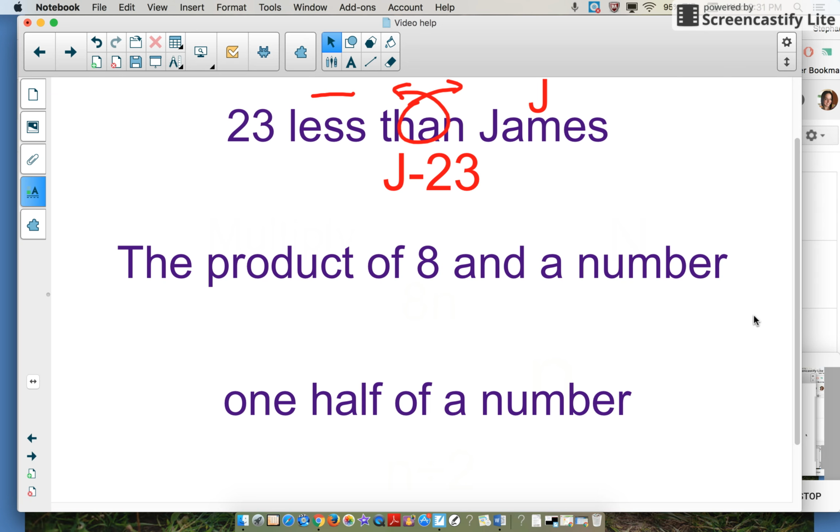The product of 8 and a number, we have to remember that product means to multiply. And so I have the product of 8. 8's not going to change. And a number, well, a number is just a variable. So we're going to write n. So it says multiply 8 and n. Well, there you go. We know how to write that. You just have to write them next to each other, 8n. And you have your answer.